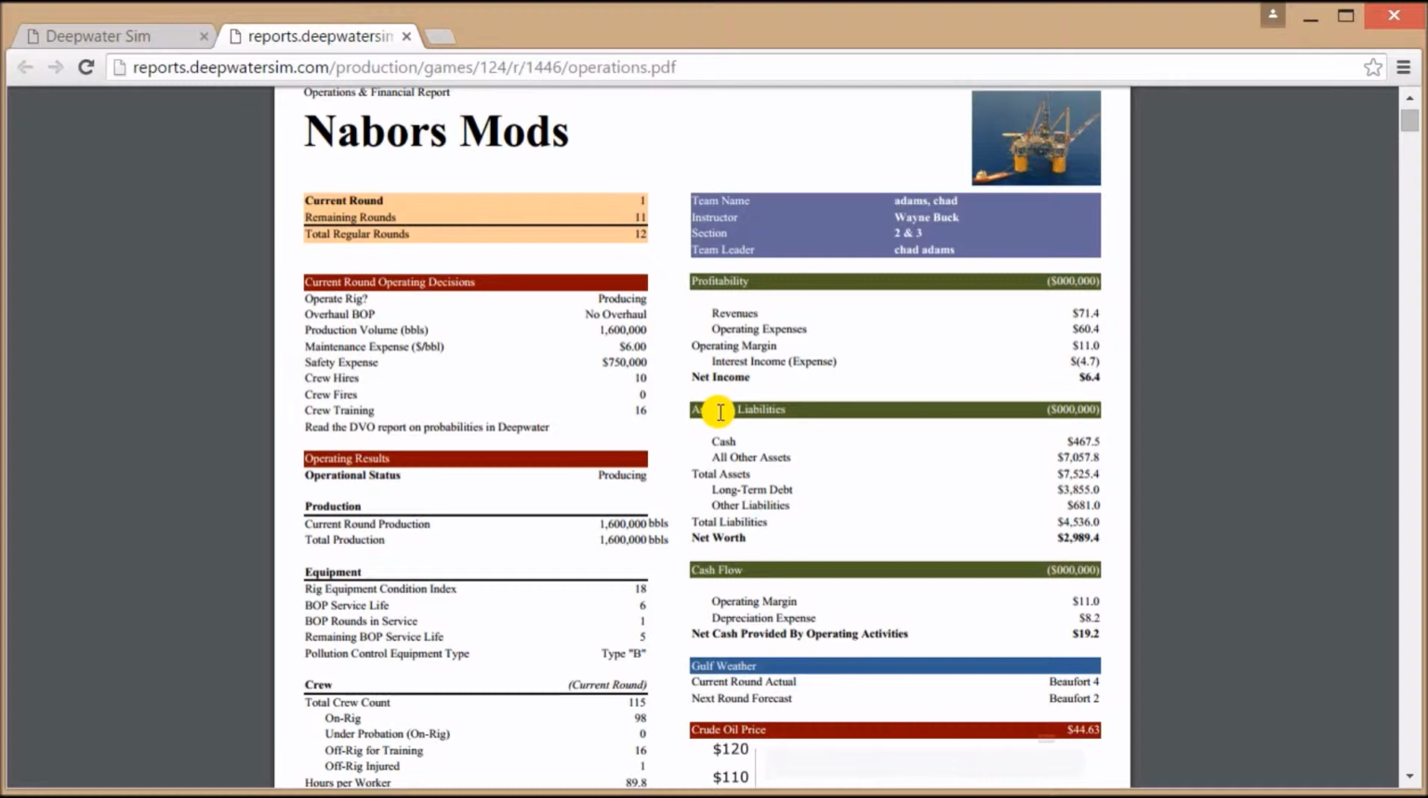So I want to take a little bit of time to give you a tour of this operations report. This is the report that teams will primarily use in making decisions for the very next round. And also, this is a report that shows how the various decisions are connected to outcomes. So it's very important that students and instructors as well understand how this report is organized and how the different pieces of information are connected together.